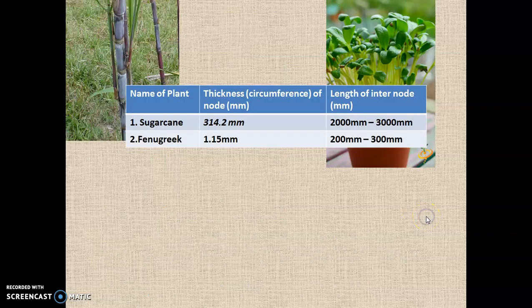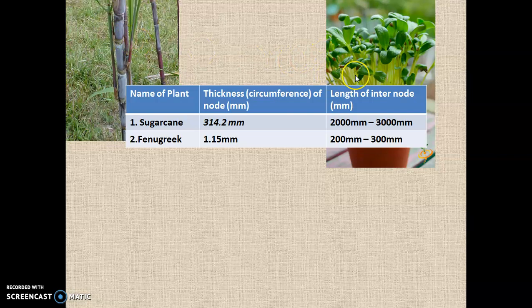Going further, some plants are given to you and you have to find the thickness and the length of the internode. The first is the sugarcane plant. The thickness of the stem is 314.2 millimeter and the length of the internode is 2000 millimeter to 3000 millimeter. Length means from one node to another node, so this length is almost 2000 to 3000 millimeter.